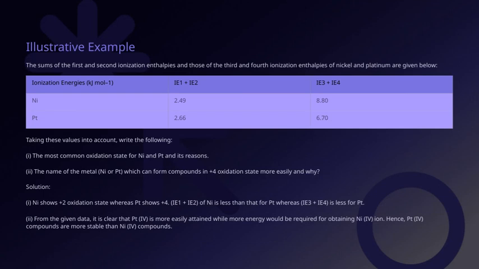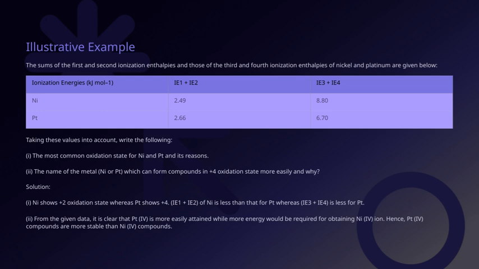Let's look at the key points from this slide. First, we see that Pt in the +4 oxidation state is more easily attained compared to Ni. This means that platinum can reach the +4 state more readily, while nickel requires more energy to do so. As a result, Pt(IV) compounds tend to be more stable than Ni(IV) compounds. Now, considering their common oxidation states, nickel typically shows a +2 state, whereas platinum usually shows a +4 state.